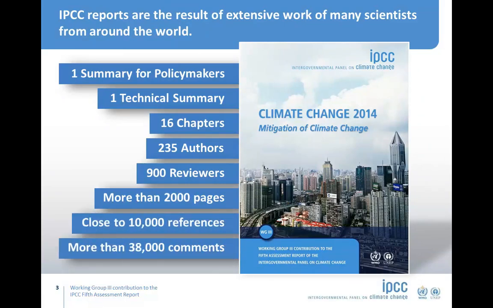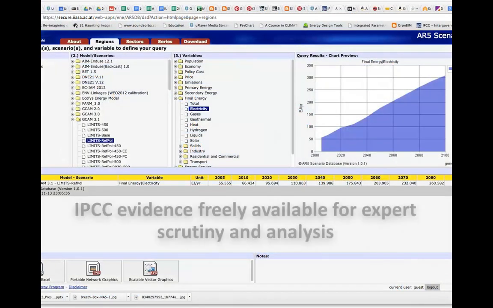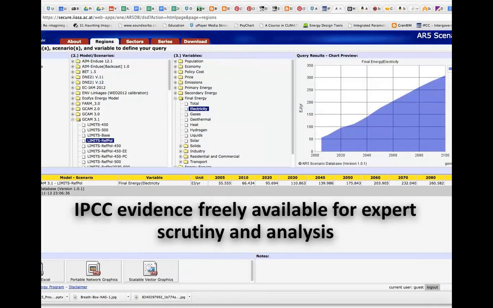Okay, so that's what's in the document. And as I say, the evidence is freely available. So this is the IPCC database of the scientific evidence. Now, it's incredibly complicated, but you can go in, you can look through all of the different scenarios, different sectors, different countries, and all of the data that they are using is held on that database. Now, for us, it's too complex. We wouldn't need to use it.